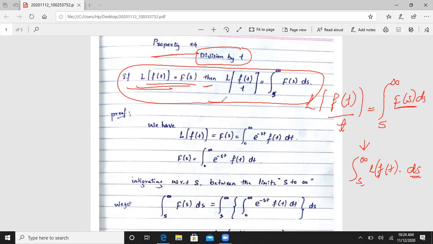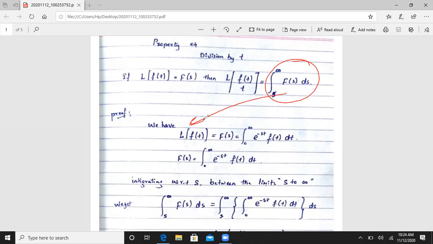If the Laplace transformation of f of t is equal to F of s, this is the definition, then the Laplace transformation of a function divided by t is equal to the integration from s to infinity of F of s ds. We have to prove this, so using these functions we will prove it.